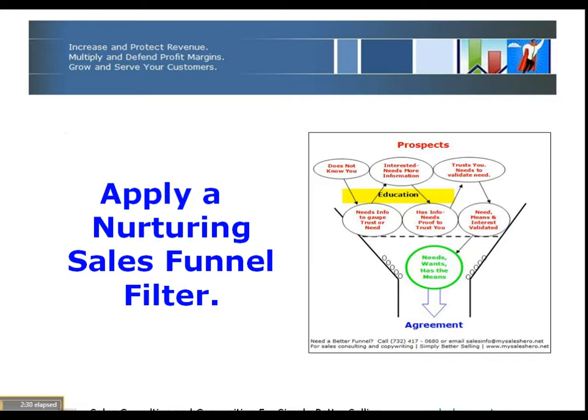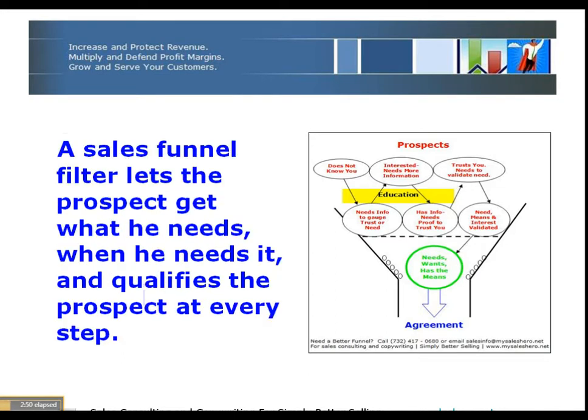Could have been a day, a week, a month, or a year since they first got the idea that what you're selling and what they need might fit together. Then, once they've validated that there's a need, a means, a way to pay for it, and interest, you can really move into the funnel. A sales funnel filter lets the prospect get what he needs, when he needs it, and qualifies the prospect for you at every step of the way.